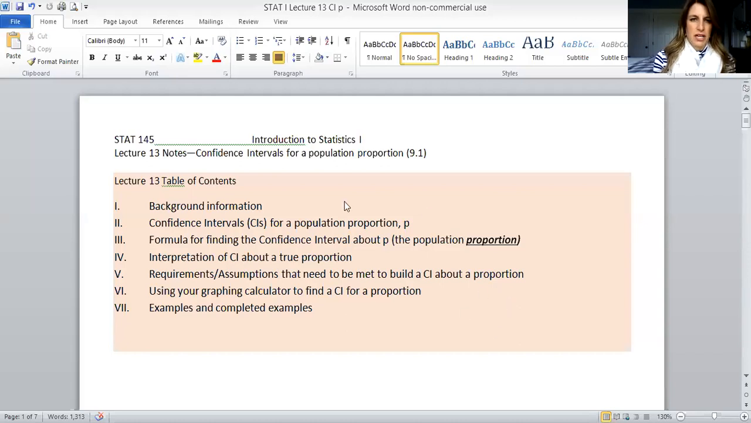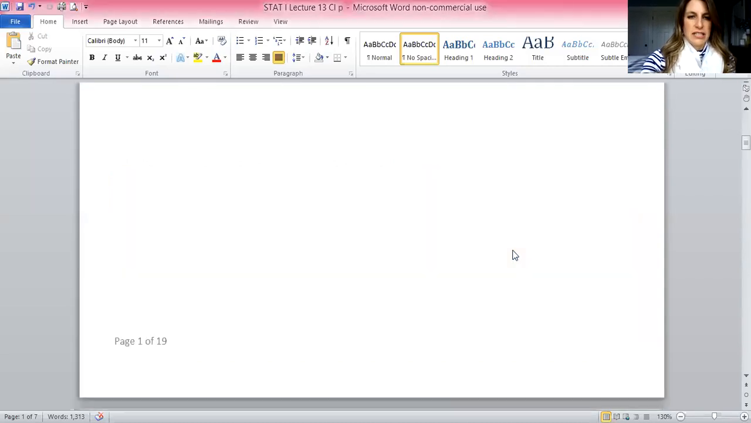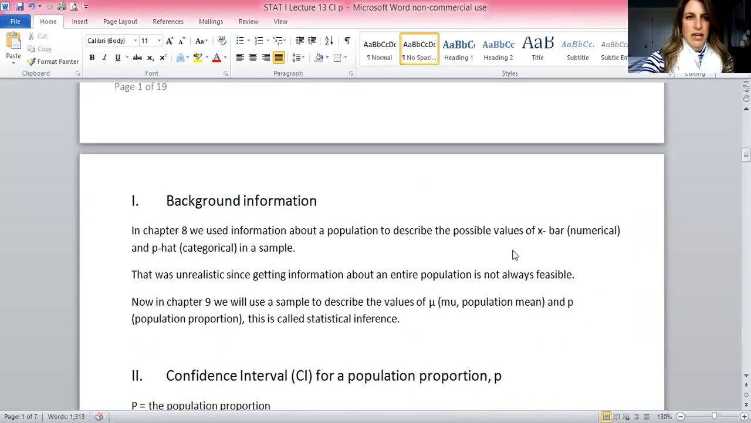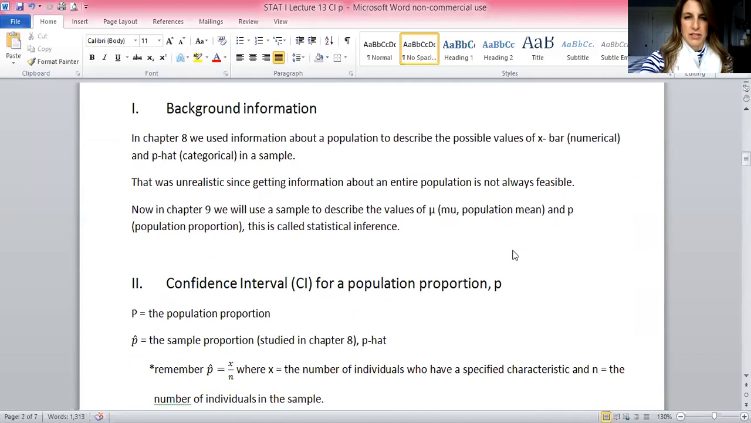Here in these notes, you're going to see the breakdown, or the table of contents, of everything you'll find in these next few pages. So for today's class, we're going to start chapter 9. We only have 2 more chapters left to cover, but chapter 9 is one of them. In chapter 9, I'm just going to give you some background information. We were in chapter 8.